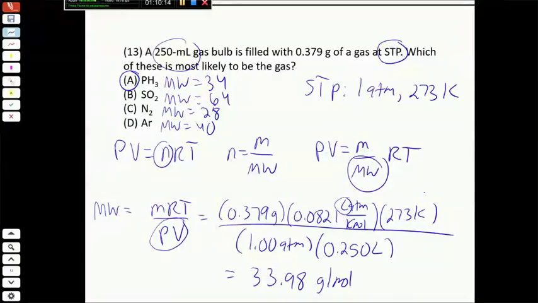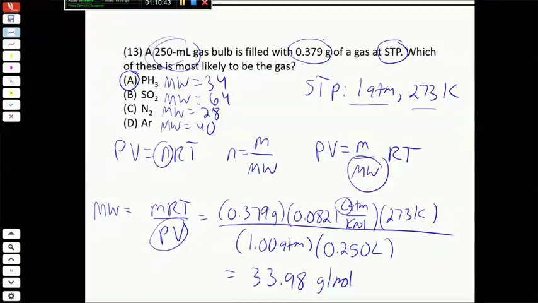Yes, that's exactly an equivalent way of doing it. The suggestion in the back works just as well: since we know the volume, the temperature, and the pressure, we can use PV equals nRT to figure out how many moles of gas are in there. Then we can take the mass that we're given and divide it by the number of moles to get molar mass, and you'll get the same number. That's an equally valid way of doing this problem as well.